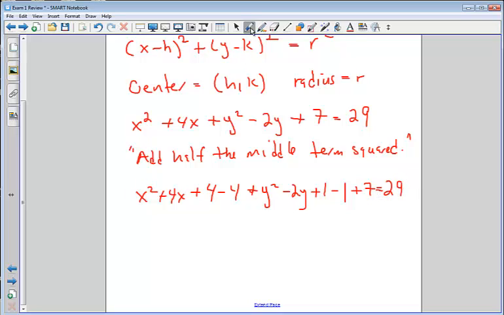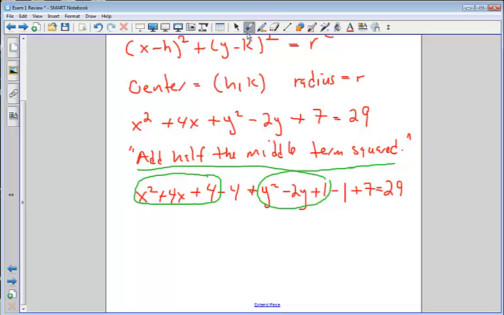And so what I get here, if you think about it, is I have these terms here, which I can collect together, and I have these terms here, which I collect together. And because of the rule, add half the middle term squared, what should happen is that this should be x plus 2 quantity squared. All right, so that's what's in green there. And then minus 4 plus, and then this turns out to be y, instead of plus it's minus because it's minus 2y, minus 1 quantity squared, and then I have minus 1 plus 7 is equal to 29.